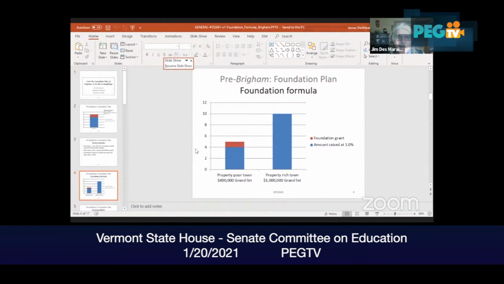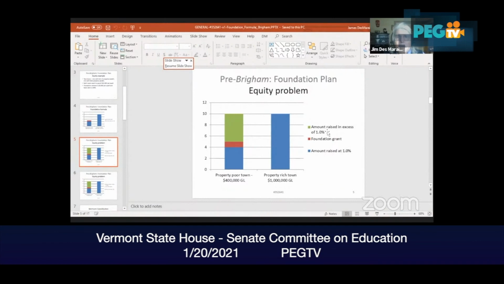So what happens is the town has to raise, in green, the excess amount to get up to 10. It has to raise the amount in green here, which is $5,000 per student. That results in the property poor town having a tax rate of 2.25%, while the property rich town has a tax rate of 1% to raise the same amount per student. And that was the equity problem that was facing the Brigham Court.